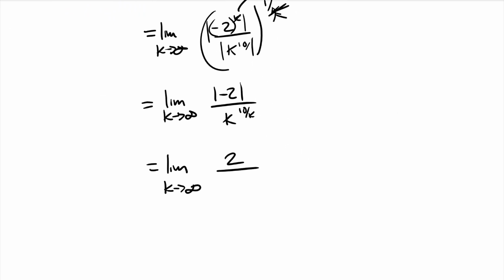And now I'd like to write this as k to the 10 over k. Is this true? Is that k to the 1 over k all raised to the 10th? I think it is. Pretty sure it is. So where's that go? Do you see it?